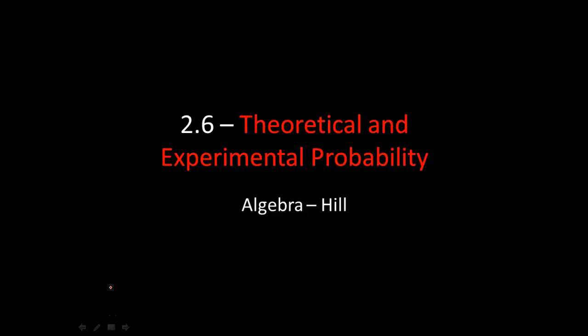Today we're working on 2.6, theoretical and experimental probability. A few things that you need to know before we start today. The probability of an event tells you how likely it is that something will occur. An outcome is the result of a single trial.